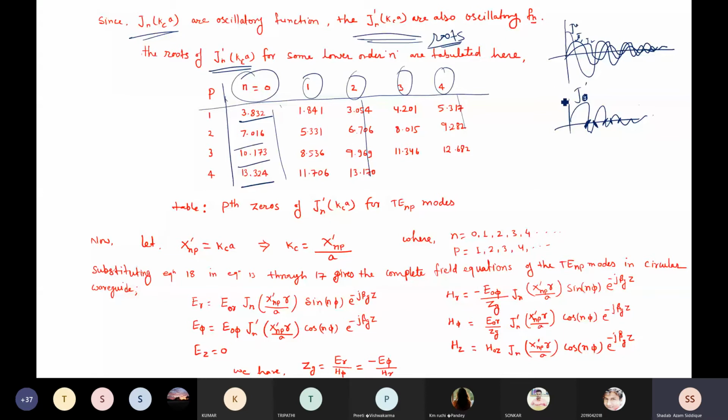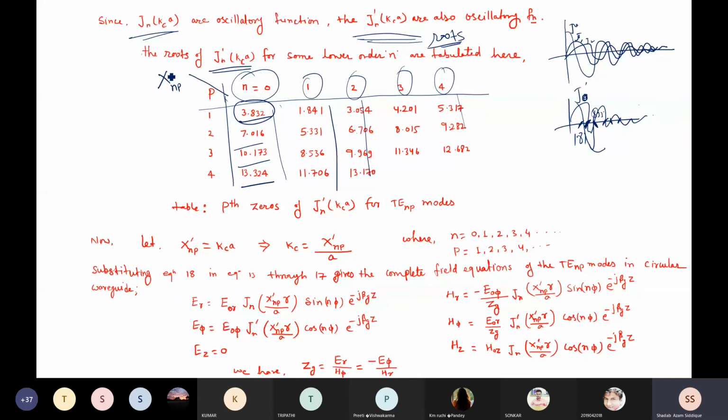At n equal to 1, J1' will be somewhere here. The first zero will be 1.841, and the second zero will be somewhere at 5.331. So these are the first, second, third, and fourth zeros for n equal to 1, and similarly for n equal to 2, these zeros exist. Now you take this value as X'np, capital X np.